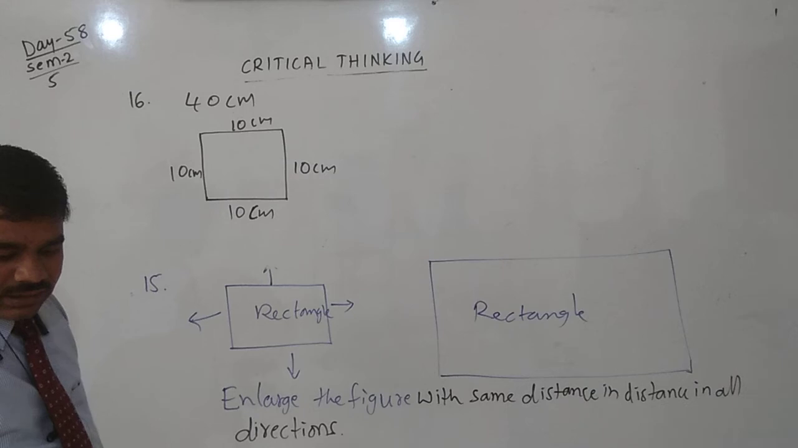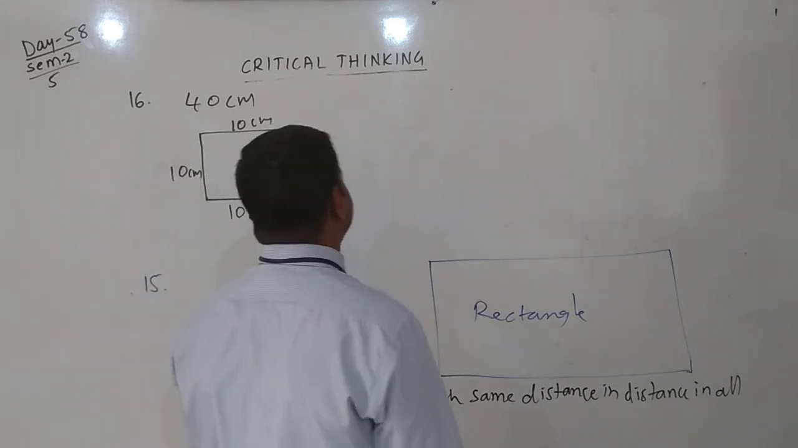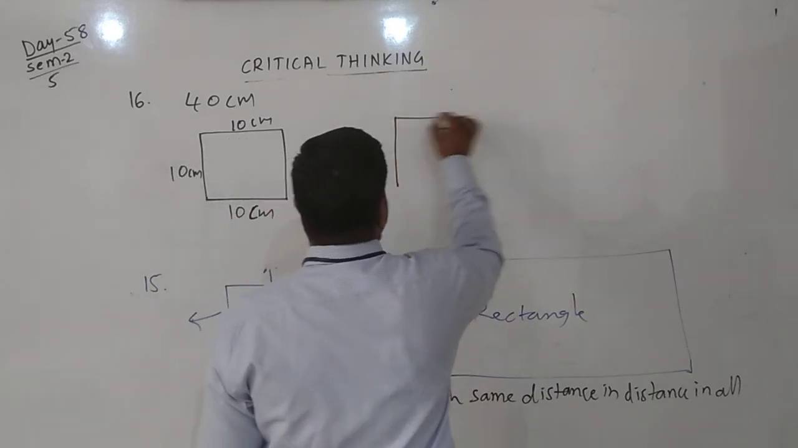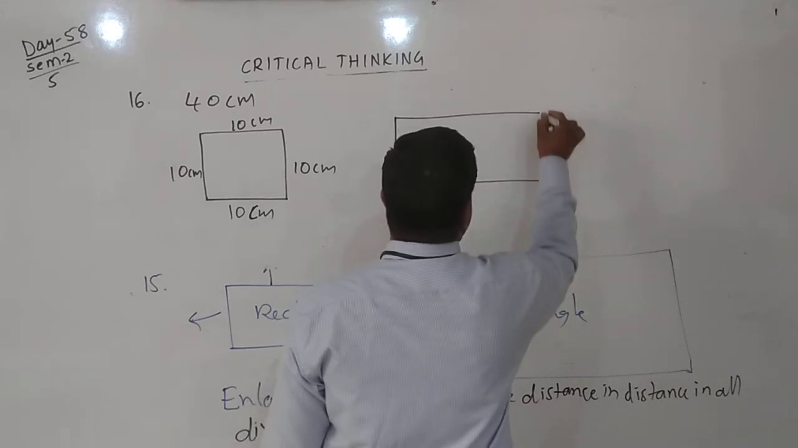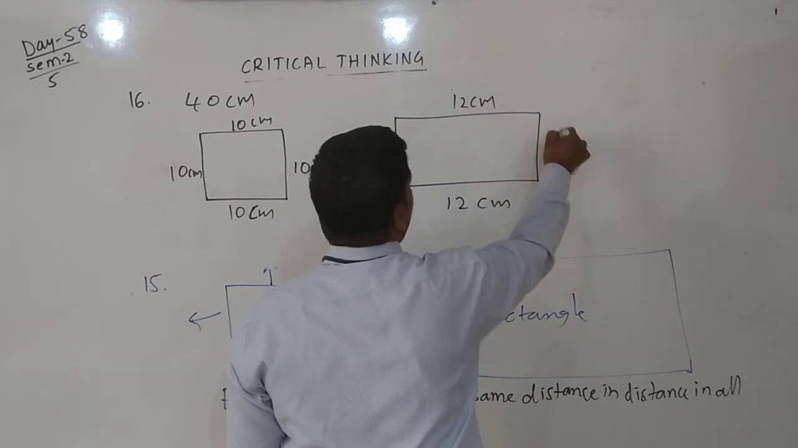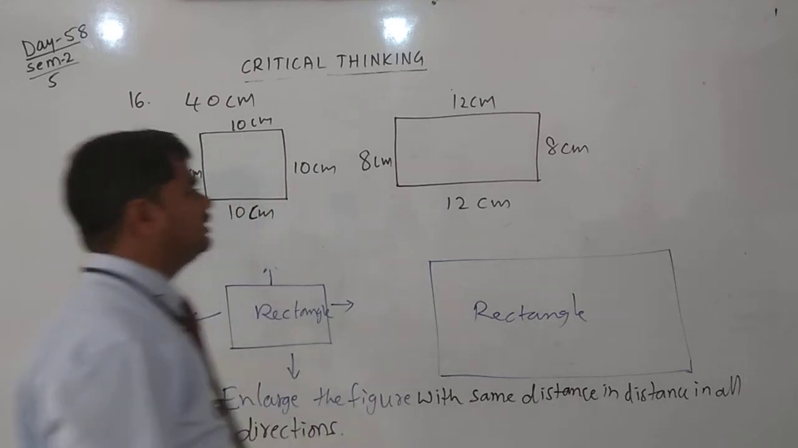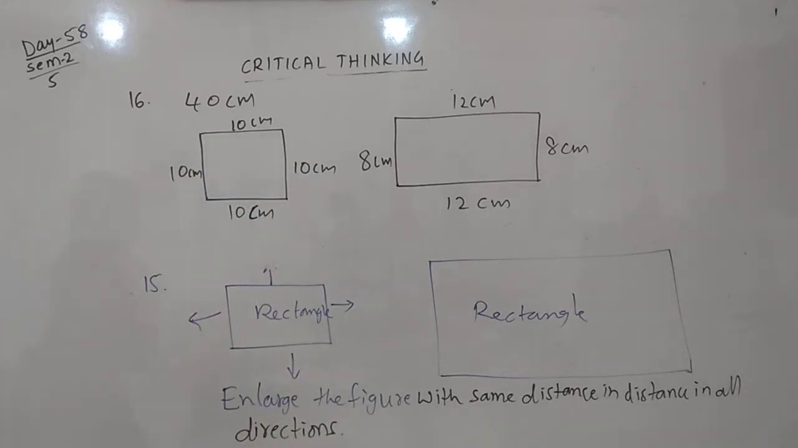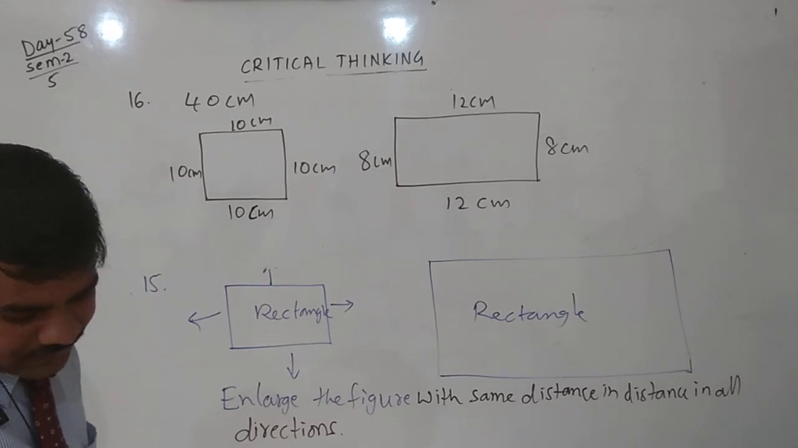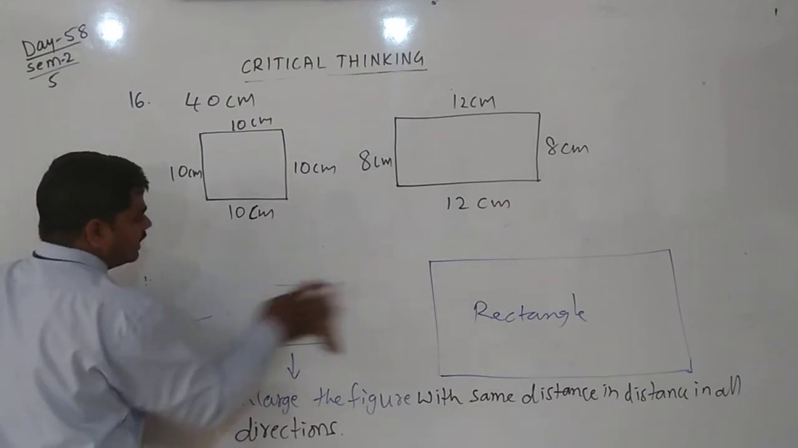Then the same wire is molded into a rectangle with length 12 centimeter. And the remaining, how much? It should be 8 centimeter. This is the rectangle and the square. Now your work is to find the figure with greater area. Find the figure with greater area.